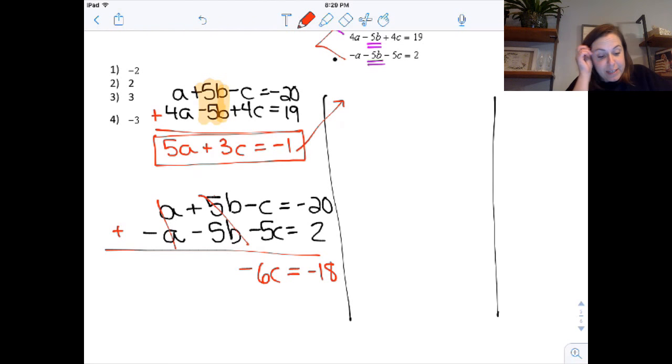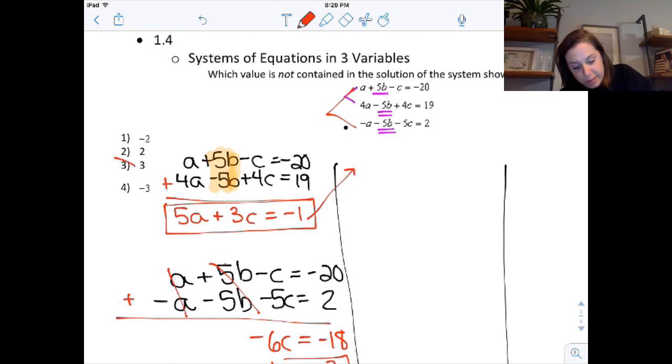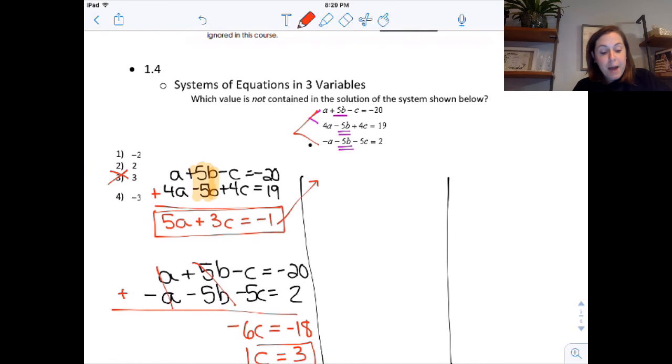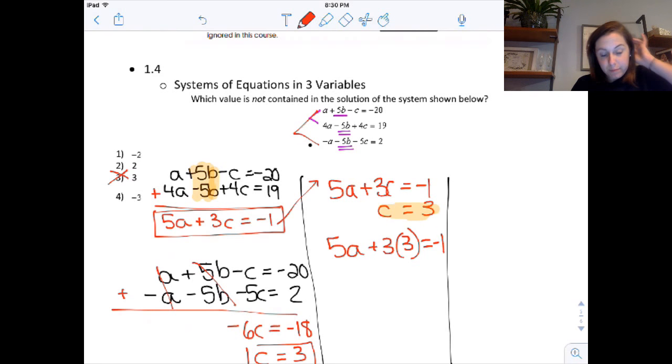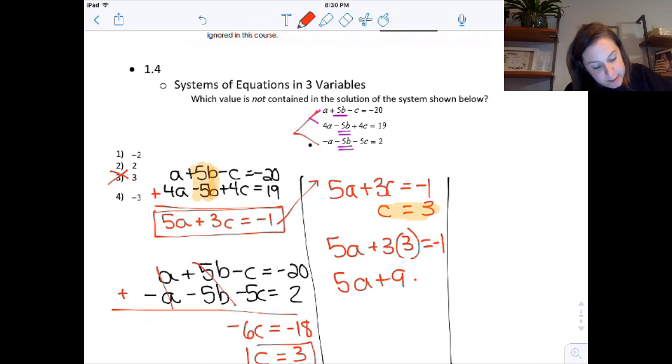So already I can eliminate answer choice 3. It's not that. Now I'm going to go back and use these two equations to help me. So I know 5a plus 3c equals negative 1. And I know c equals 3. Now, could you do elimination again here? Have at it. Of course you could. But when I see this, substitution would be way easier here. So 5a plus 3c, I know c is 3, equals negative 1. So I would have 5a plus 9 equals negative 1. I would have 5a is negative 10, so a is negative 2. So I am eliminating answer choice 1.